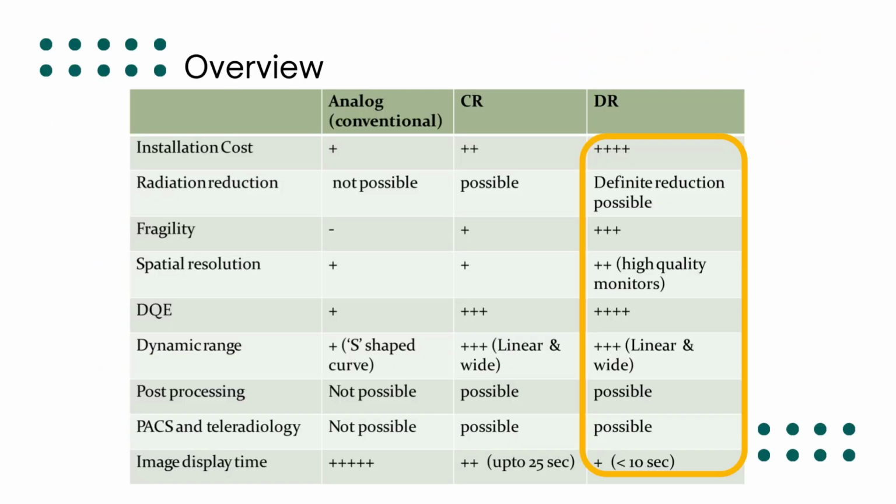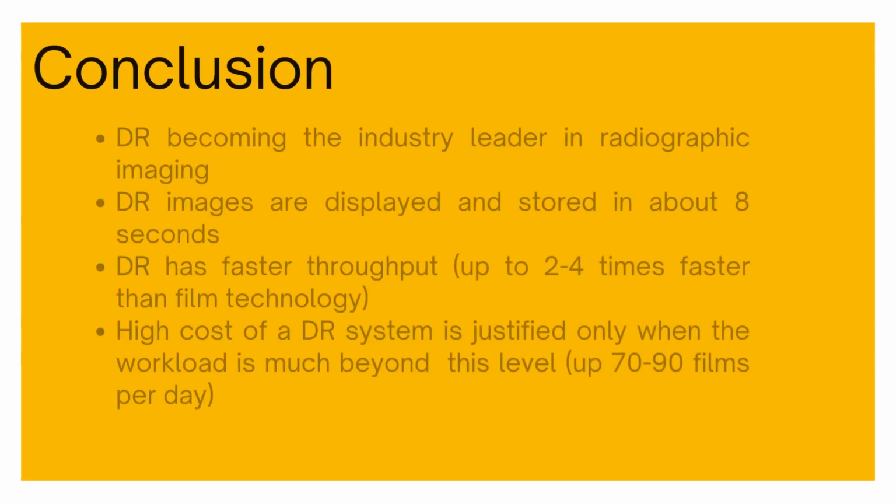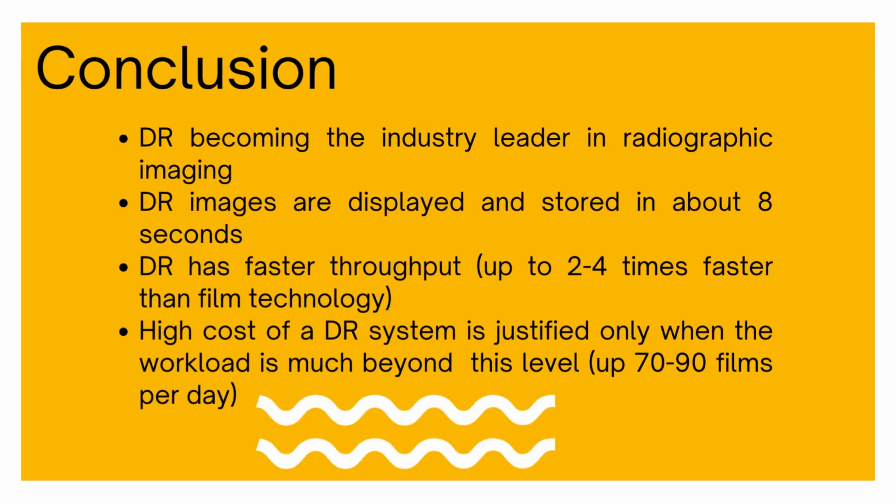I'd like to summarize what I've said so far in the comparison table. In conclusion, DR is becoming the industry leader in radiographic imaging. DR images are displayed and stored in about 8 seconds. DR has faster throughput, but the high cost of a DR system is justified only when the workload is much beyond this level.